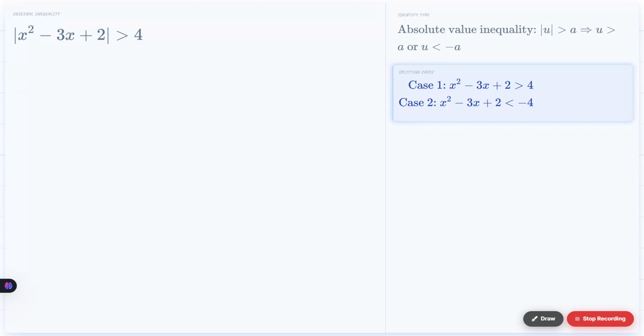We plan to solve two separate cases. We do this to find all possible answers for x. We will look at one case where the expression is greater than 4 and another case where it is less than -4.